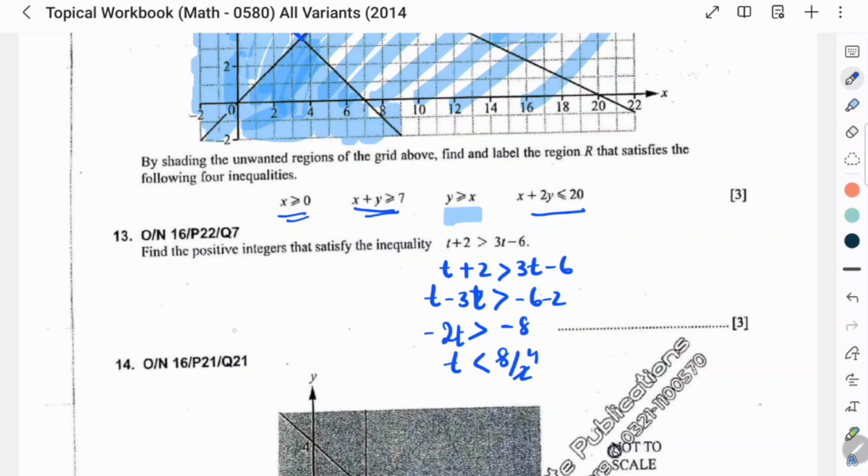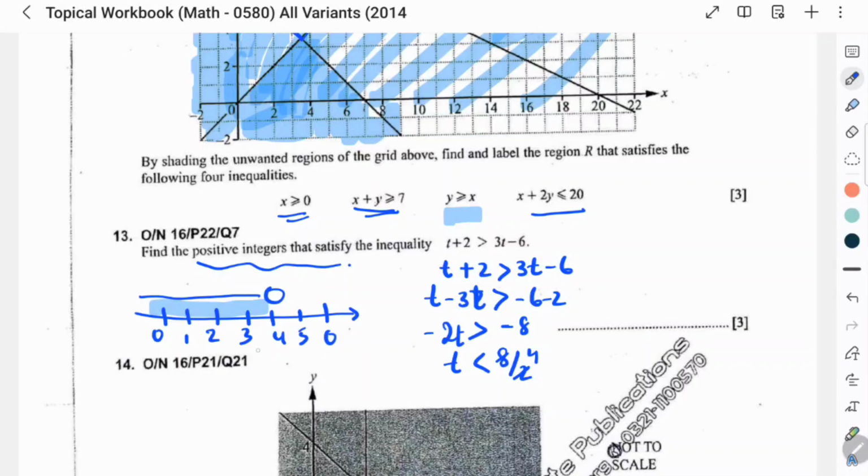Okay, so we have 4 here, 3, 2, 1, 0, and then 5 and 6. It's less than, only less than 4, like this. And they are the numbers which are satisfying the inequality, but we have to give only the positive integers. We cannot include 4, so we'll have 3, 2, 1 only. Okay, so that is 1, 2, and 3.